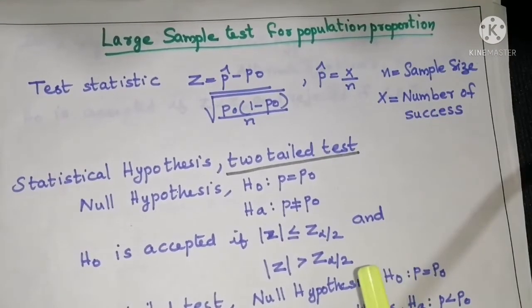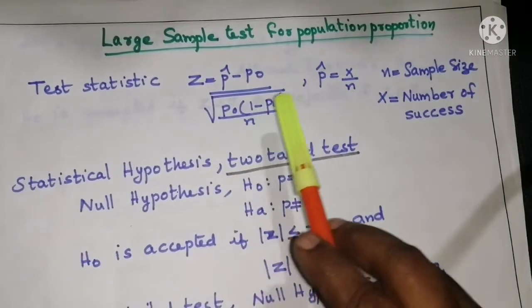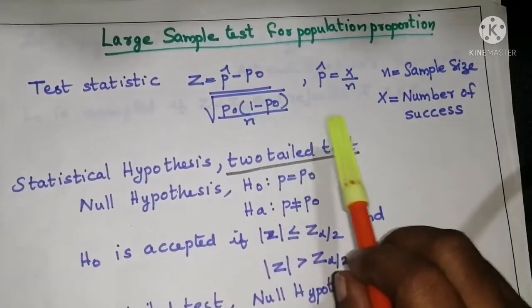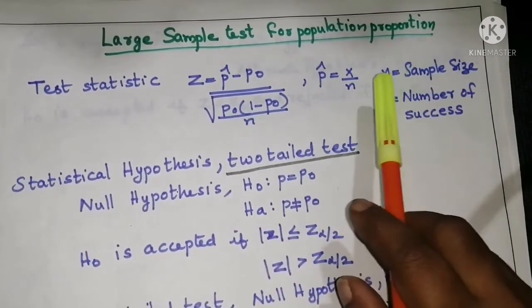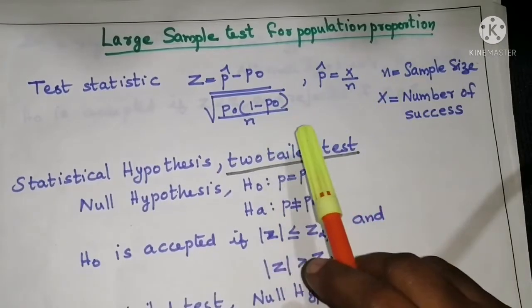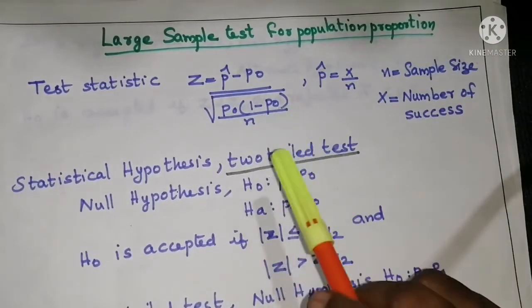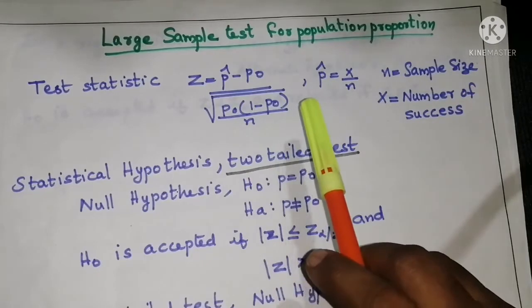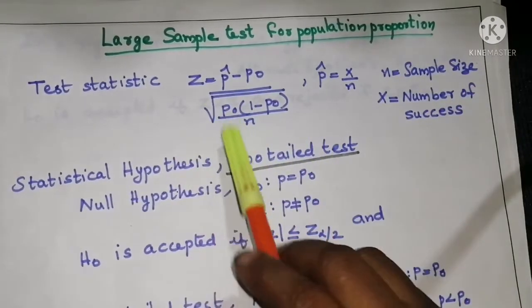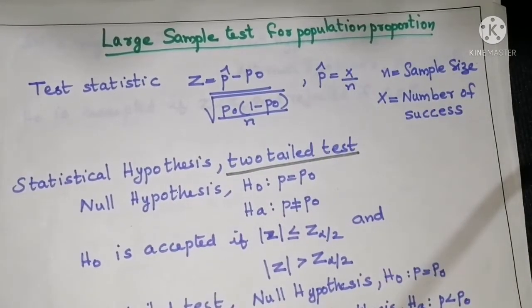Hypothesis testing, second case, in the case of large sample test for population proportion. In the case of population proportion given, how to conduct hypothesis testing. So here we have a different test statistic. Here the test statistic is equal to P cap minus P naught divided by square root of P naught into 1 minus P naught divided by N.